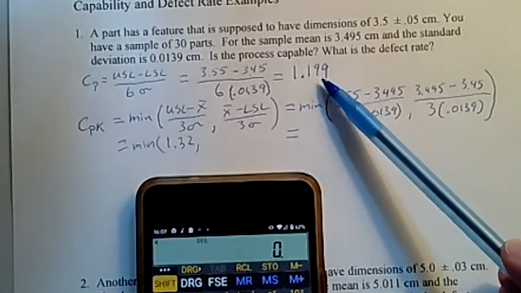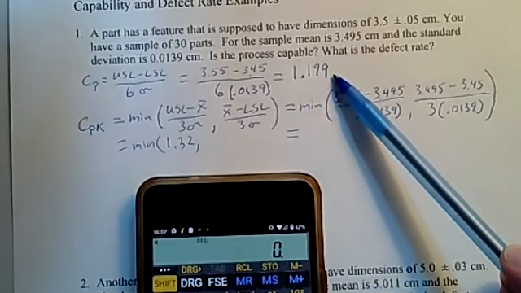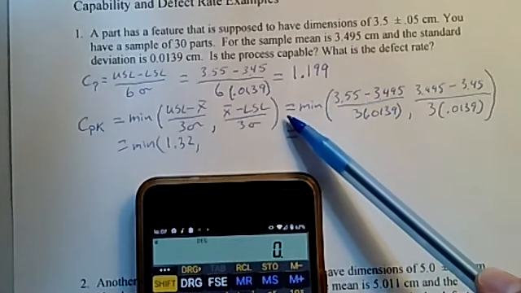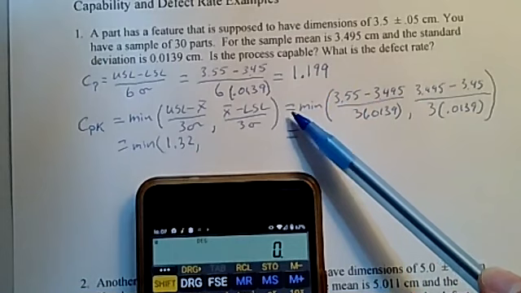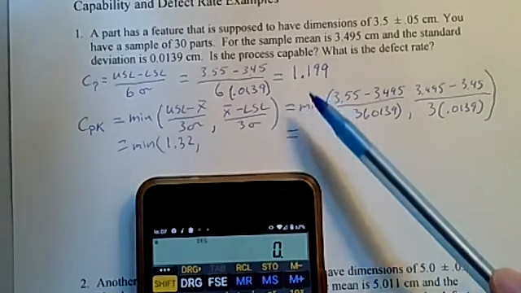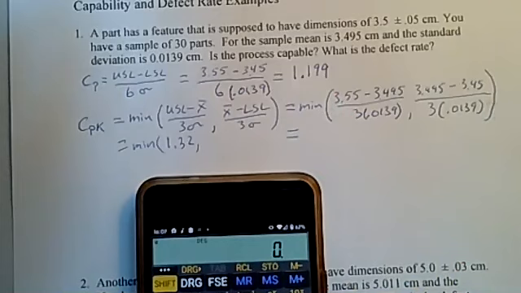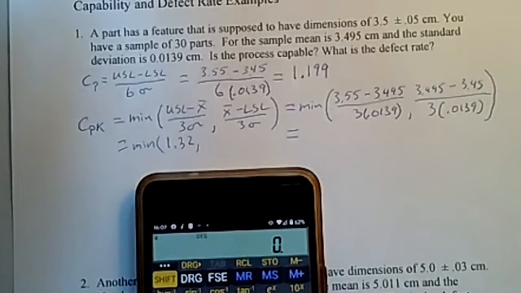What you get with these, remember, the Cp is the theoretical maximum capability, assuming the process is perfectly centered. The Cpk tells me the capability based on how the process is now currently operating. So the highest the Cpk can ever be is the Cp. The Cp is a bound on the Cpk.